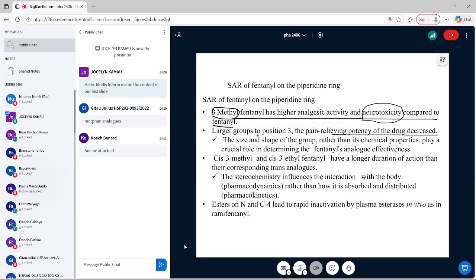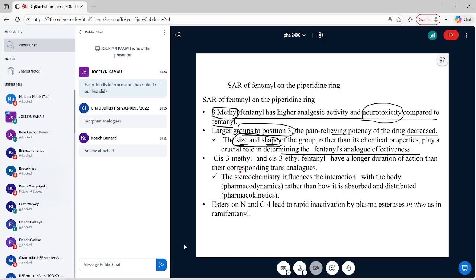Again, when you put larger groups, remember steric hindrance. The size and shape of the group, rather than its chemical properties, play a crucial role in determining the fentanyl analog's effectiveness, because the size and shape will determine the steric hindrance. And I believe even when you looked at that equation we were talking about, steric hindrance was an important factor in determining pharmacological activity. So when that group is increased, we increase the steric hindrance, the compound is not able to access the receptor optimally, and therefore you have less activity.